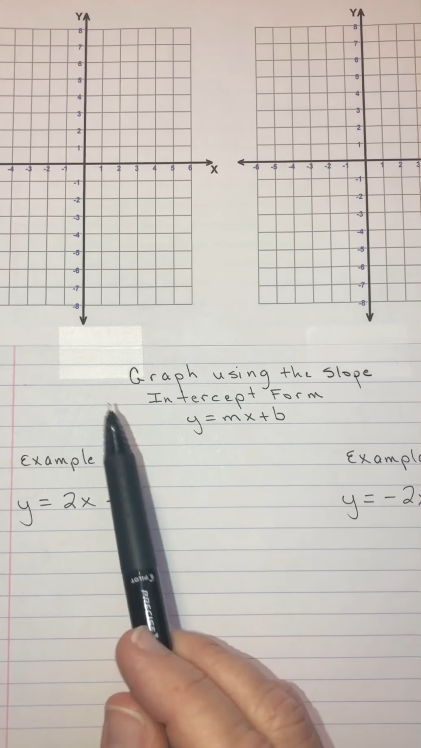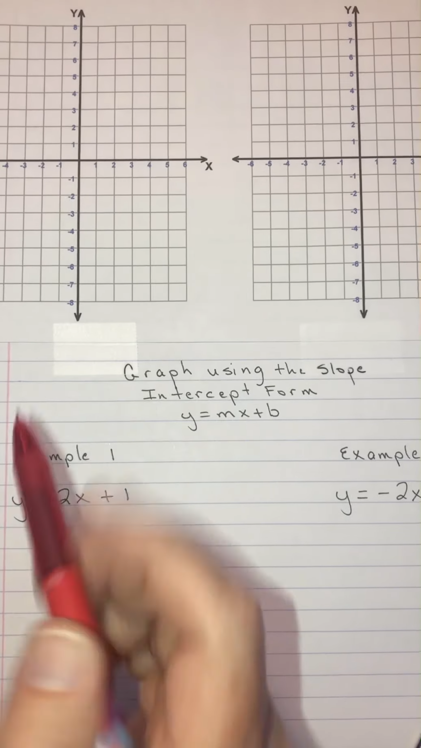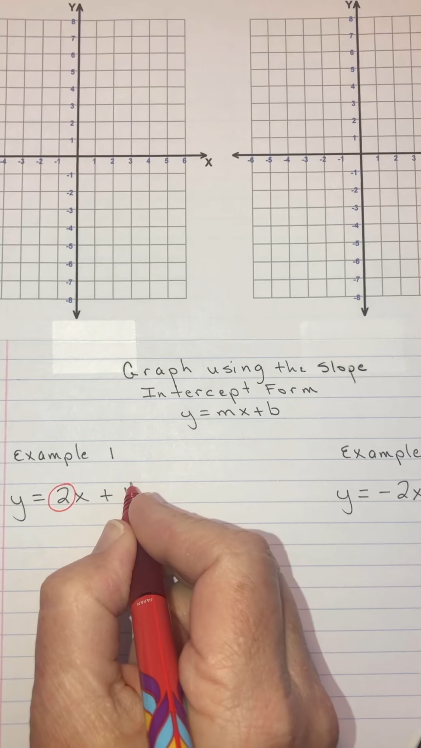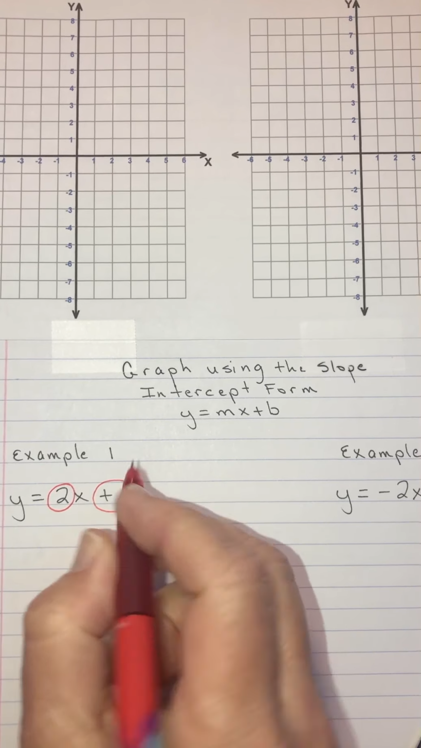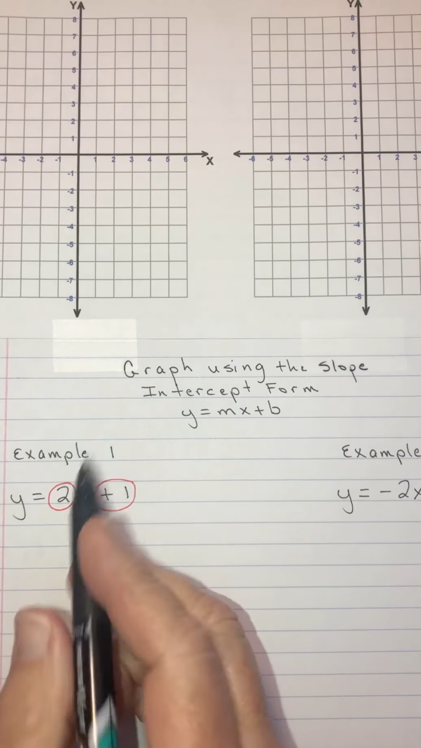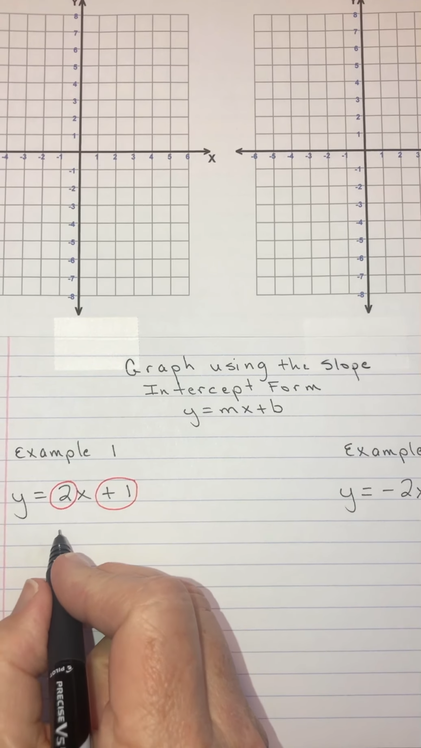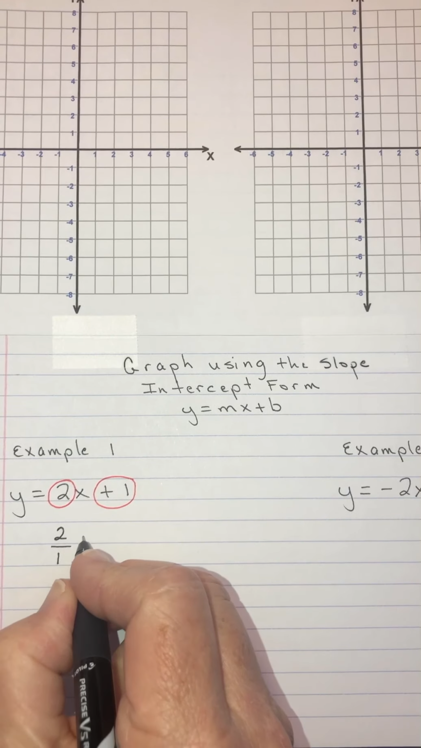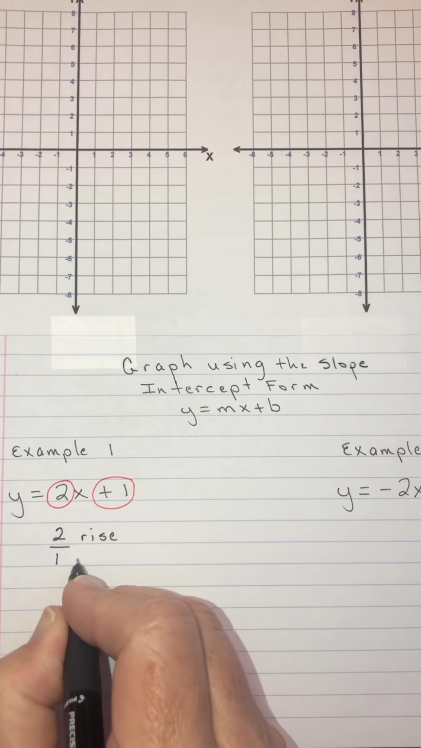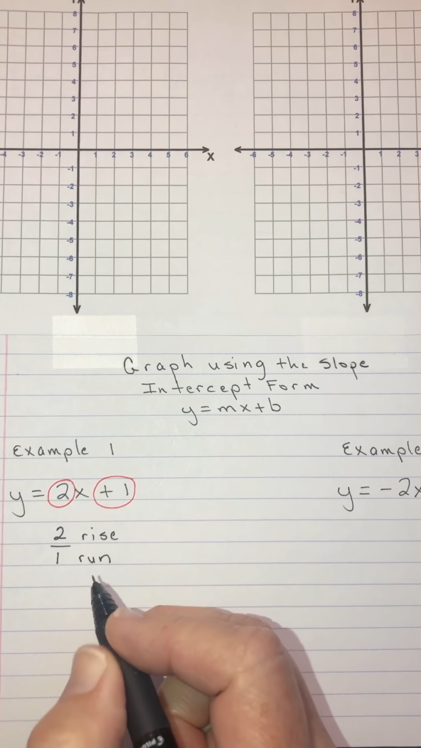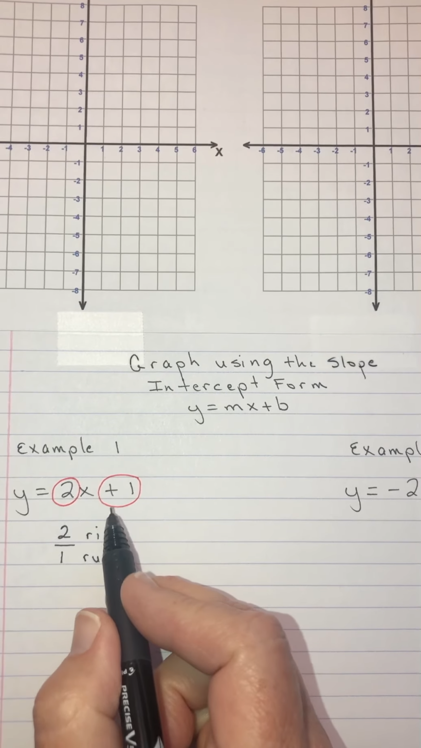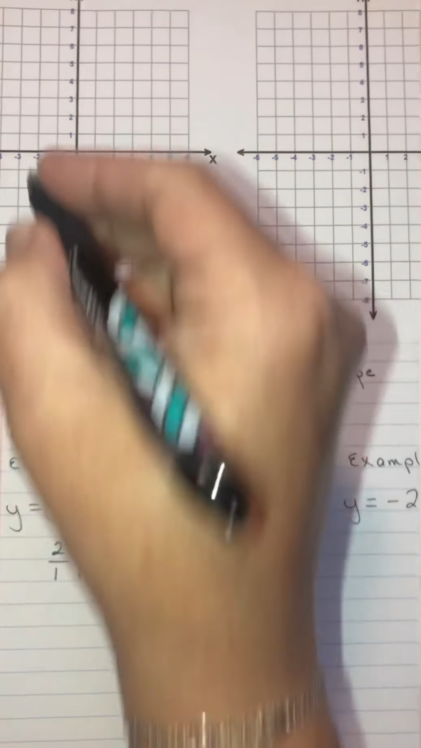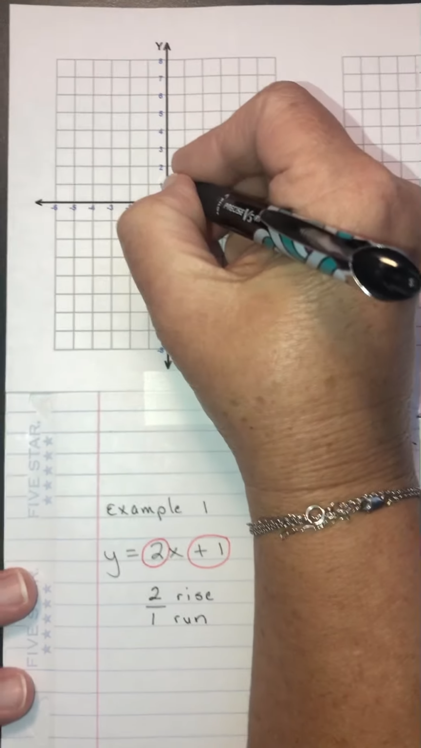So the first thing we're going to do is I'm going to circle for you the slope and the y-intercept. So the slope is 2. Now remember, in slope we want to graph it as 2 over 1 because that is rise over run. So the first thing I do is I come to my graph and I plot the y-intercept, which is positive 1. So remember, this is the y, so I'm going to plot positive 1.